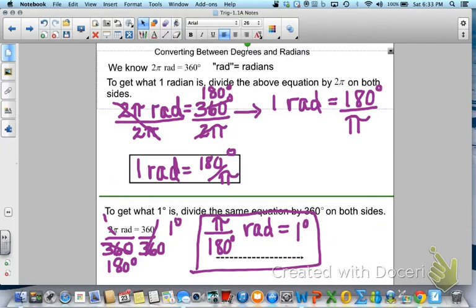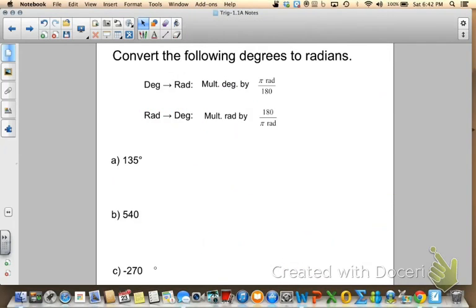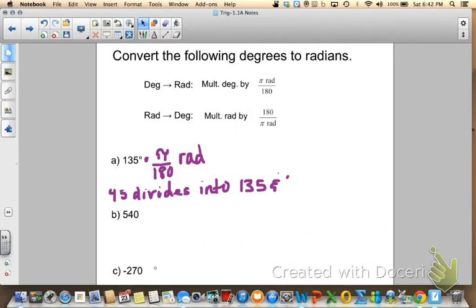Now let's do some examples for each. I'm going to convert the following degrees to radians, so I'm going to use the top conversion. To go from degrees to radians, you multiply the degrees by pi over 180 radians. So take 135, multiply it by pi over 180. When you're finding a greatest common denominator, you have to get the highest one. This one happens to be 45. If you didn't get it the first time and you still see that those numbers can be reduced, just reduce it again. So 45 goes into 135 3 times, and it goes into 180 4 times. Once I simplify that, I get 3 pi over 4 radians.